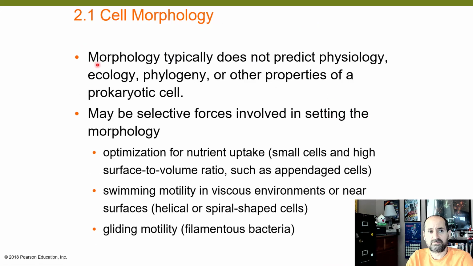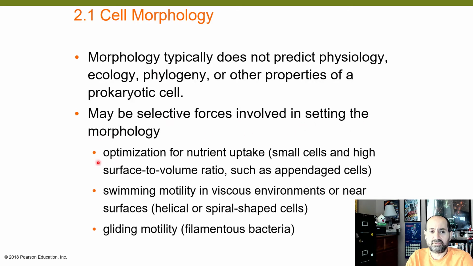However, just realize that morphology typically does not predict the physiology, the ecology, the phylogeny, or other properties of the prokaryotic cell. You can't predict what a cell does just by its morphology. It can help in identifying a species, but it's only one part of that identification, and the morphology doesn't always give away its physiology. Now, there may be some selective forces involved in setting the morphology.